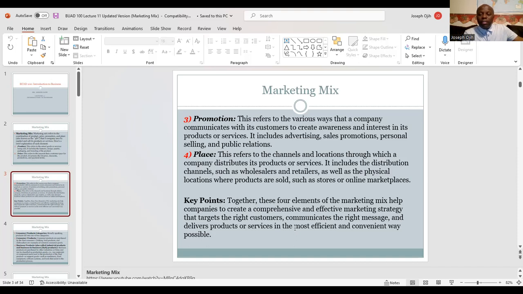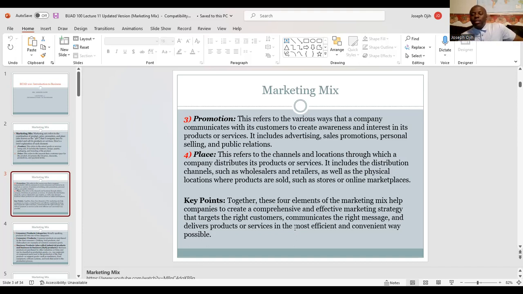The next one is the place. Which means things like the channels and locations through which a company distributes the products. So when you say place, we are referring to things like the distribution channels, such as wholesalers, retailers, or even physical locations where the products are sold, like stores or even online marketplaces.